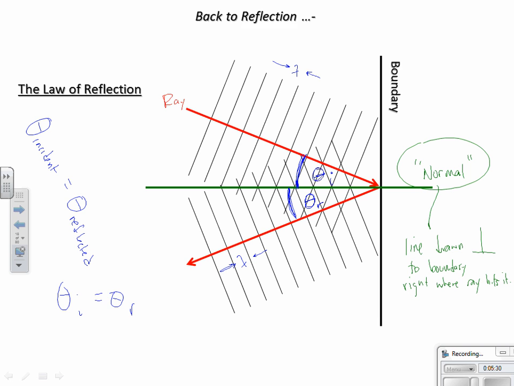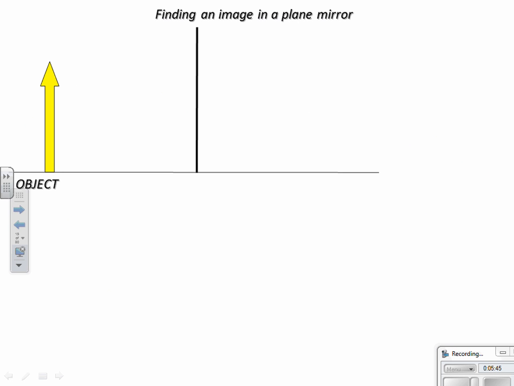What else is there to say there? Big deal. Whenever we do optics, angles are always measured from the normal. Now, if we want to find the image of an object in a plane mirror, let's find the image of this object. Here's a mirror.